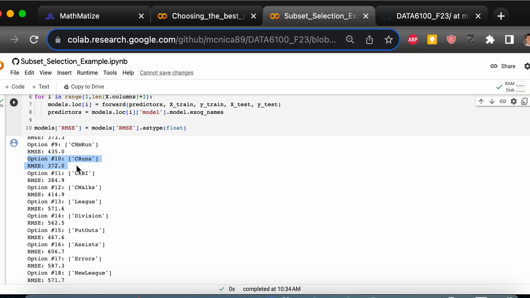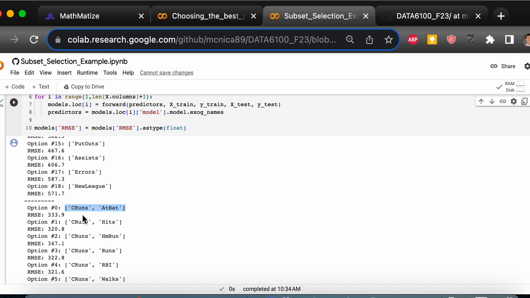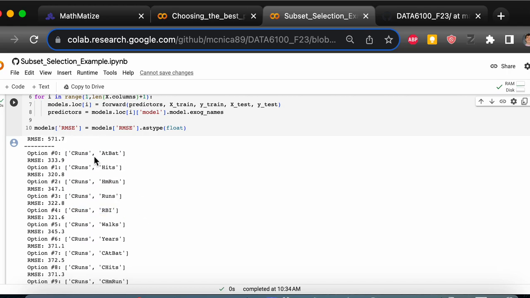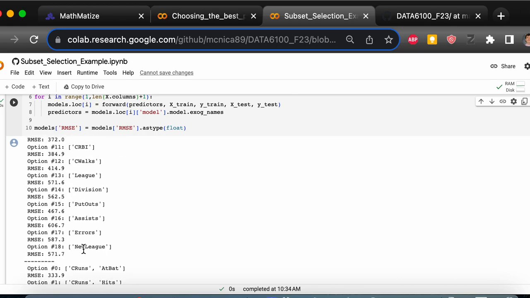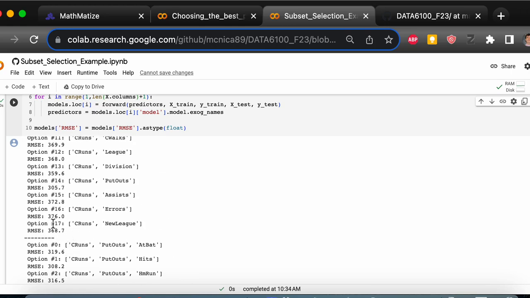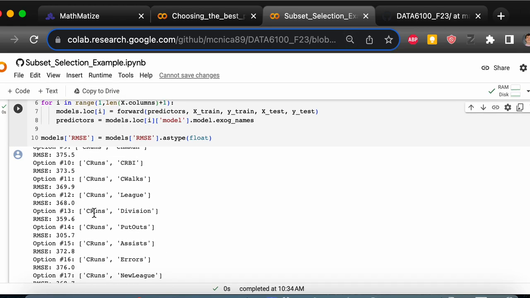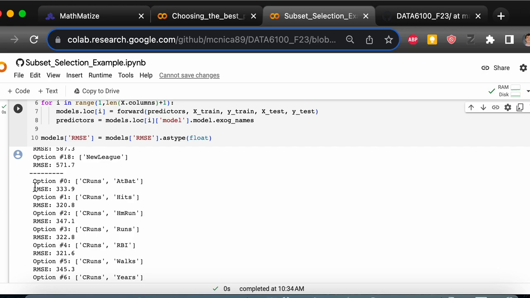So the computer says, okay, we picked C runs. Let's look at all the models that include C runs and one other variable. So here it is: C runs and at-bats, C runs and hits, C runs and home runs, C runs and RBIs, a whole bunch of things. And before there were 19 options, but you can't have C runs twice, so now there's going to be 18 options, starting at number 0 and going all the way up to 17. Let's see, can I zoom in even more? Okay. And you pick which one's the best. So which one is the best?